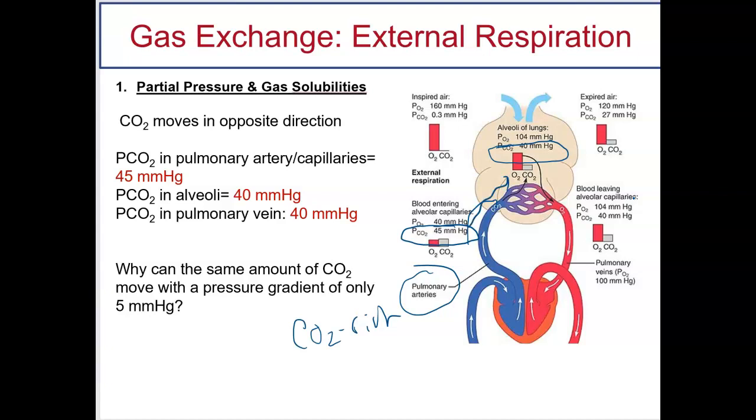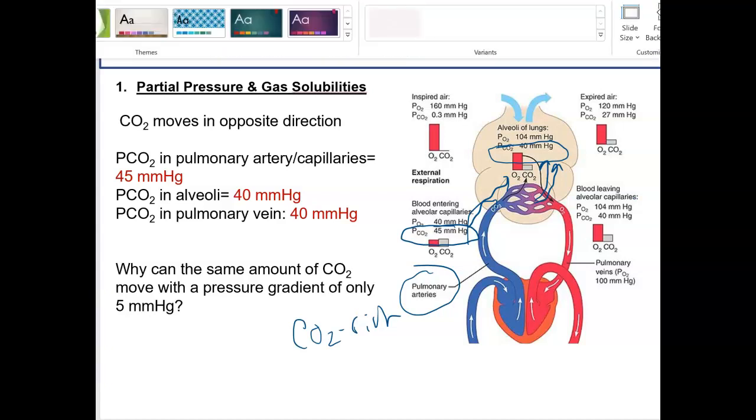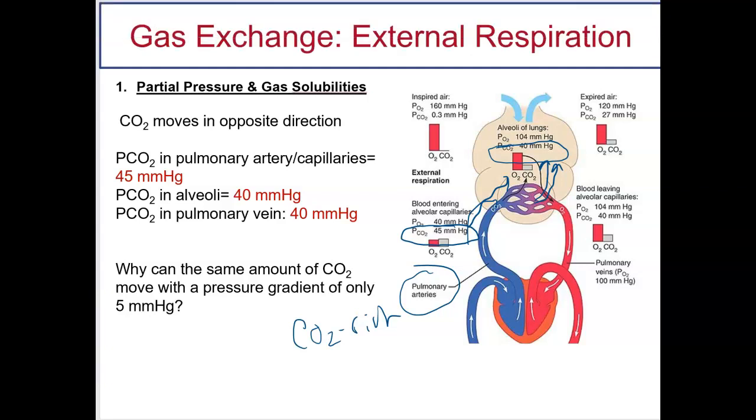So gases follow diffusion. CO2 will diffuse out of the blood into the alveoli because there's a pressure gradient of 5. That will happen until equilibrium is reached. So as it goes through and gets rid of the CO2, it's going to keep happening until it equilibrates with the alveoli. And so it's going to leave at a CO2 of 40, because that's when it's equal.